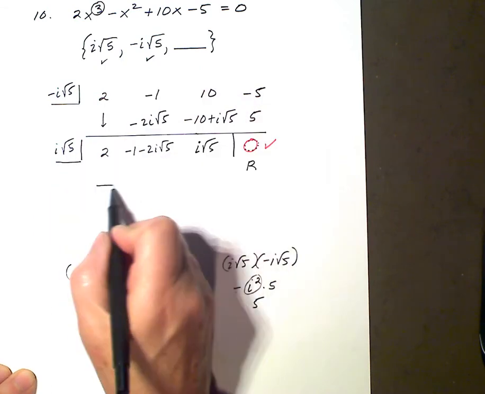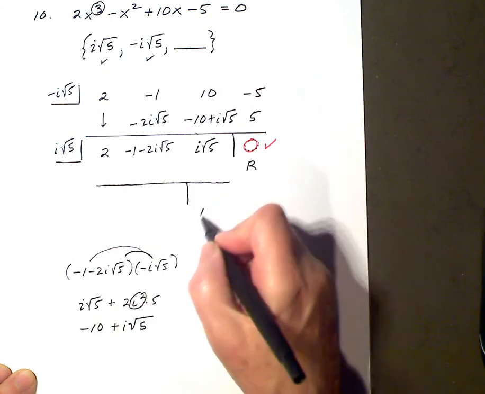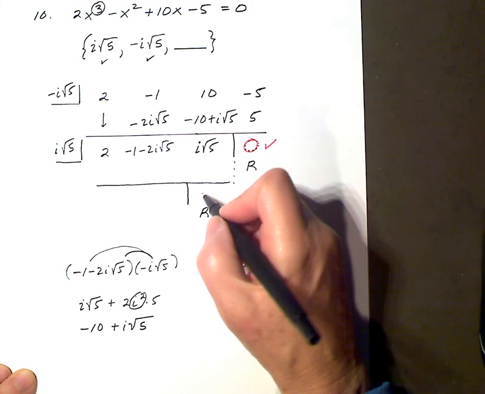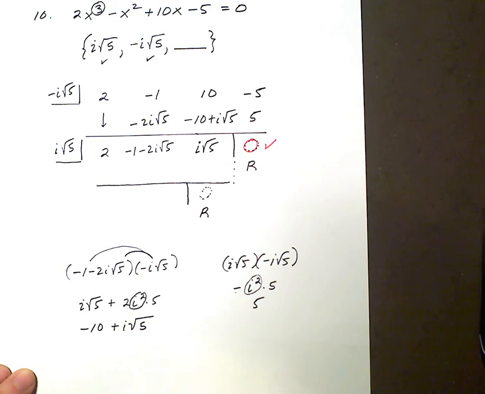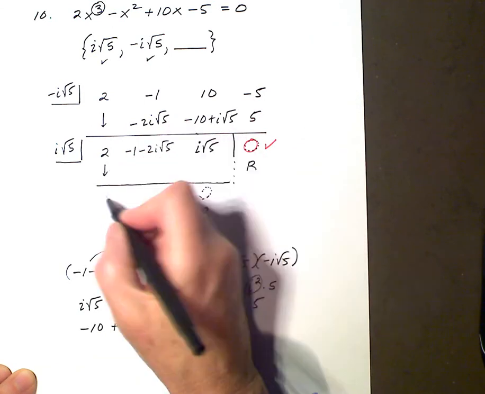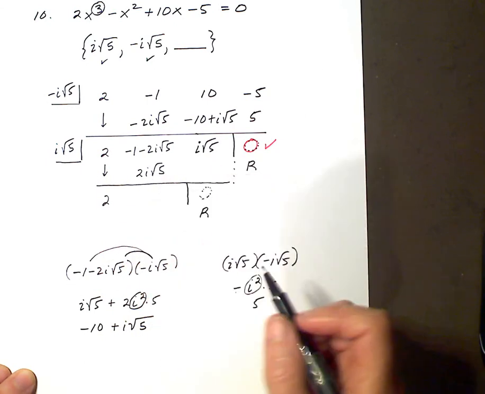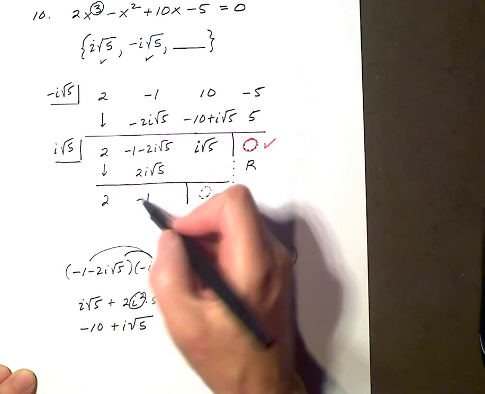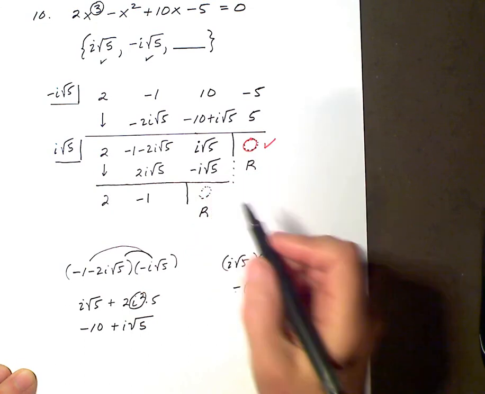And this will clean up really nicely now. So here's where my remainder will go, because I've taken out that column. I know that has to be a 0, and I know this will have to be a negative i root 5. So bring down my 2. 2 times i root 5 is a positive 2i root 5. When I combine that with what's up above here, I just have a negative 1. Negative 1 times i root 5 is negative i root 5, which I knew it needed to be. So I have a 0.